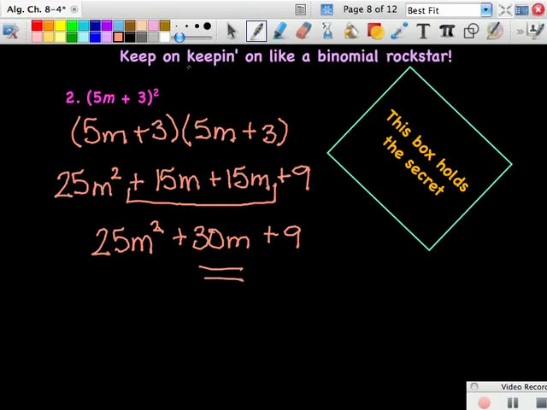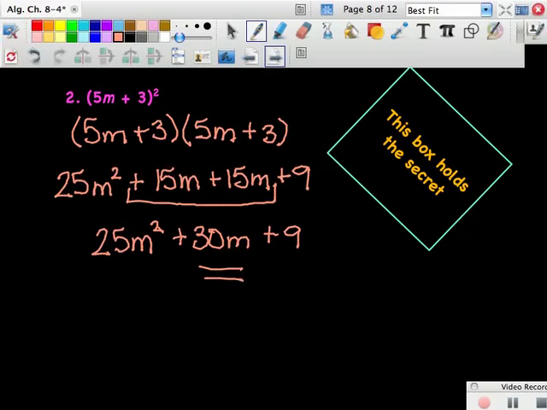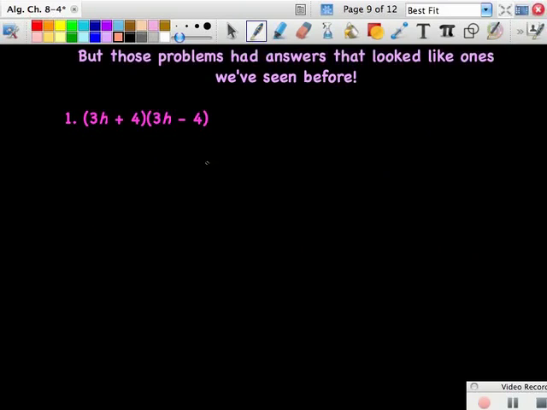Just keep on. All right, so now you're thinking, okay, well, you said that we would have some answers that look different, and so far we don't. They all look the same, so clearly you're lying to me. Well, no, I'm not. This one is going to look different. Now, first thing, what do you notice about this? 3h plus 4 times the quantity 3h minus 4. They are opposites only with the one number, plus and minus.